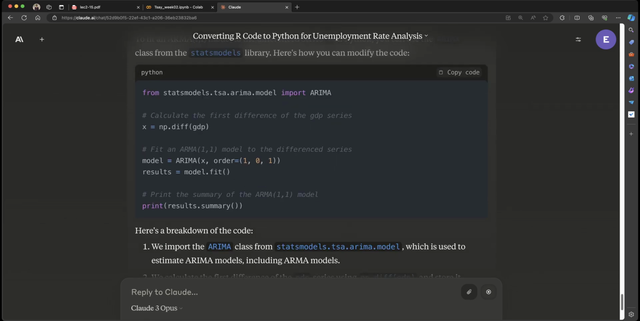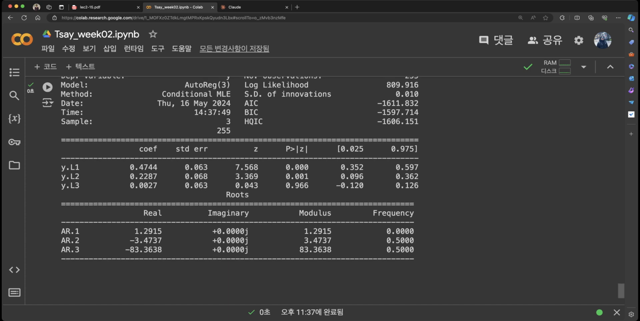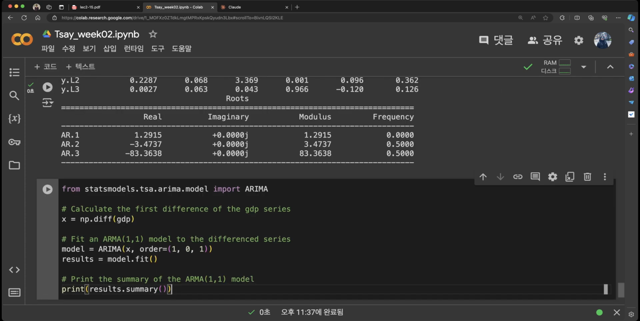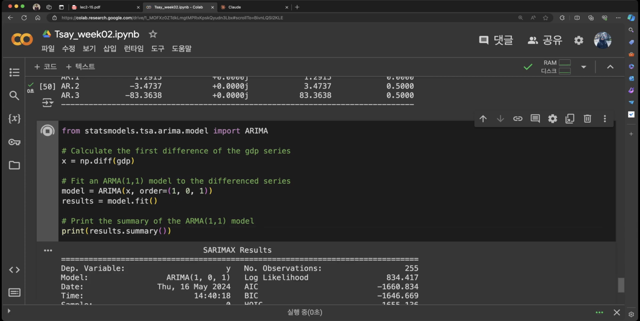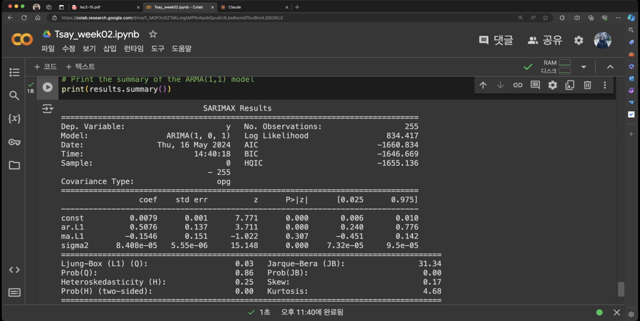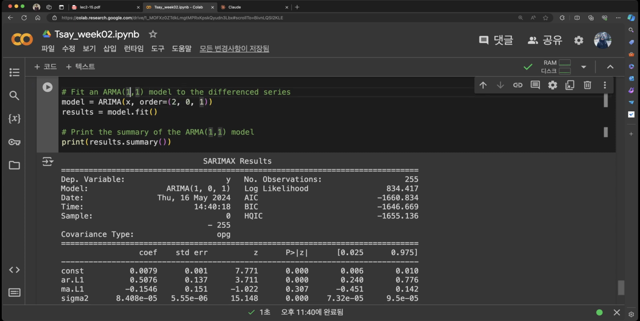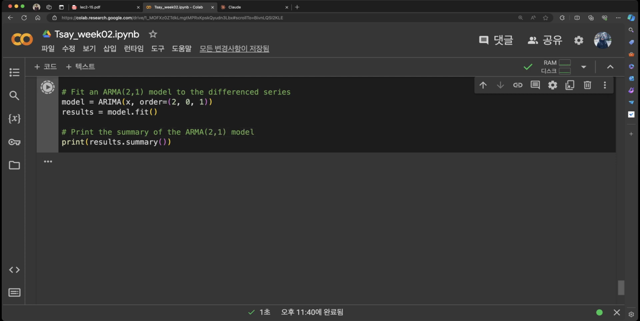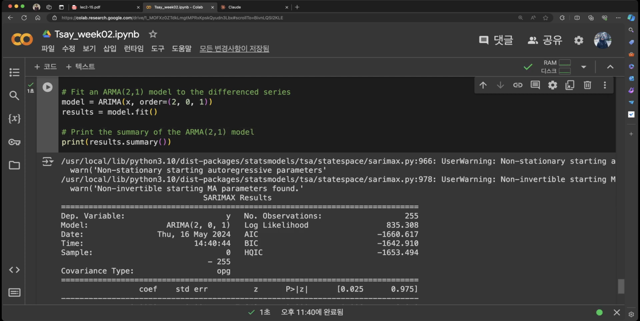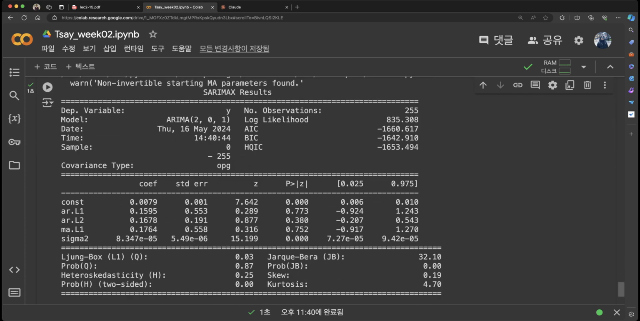So copy code here. So AR1 MA, well, clearly the MA parameter is not significant here. Okay, so here we include an ARMA 2 1 model, ARMA 2 1 model, and non-stationary starting.